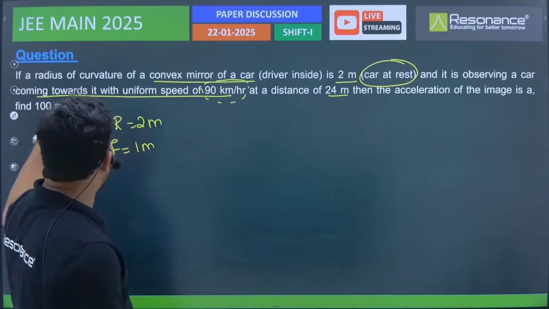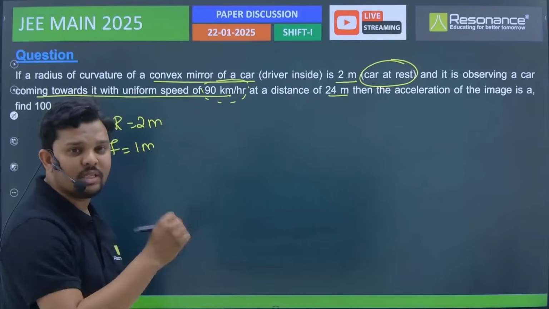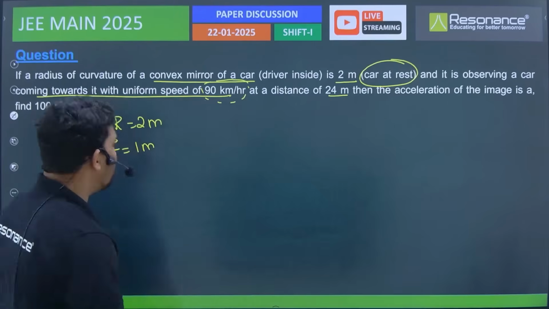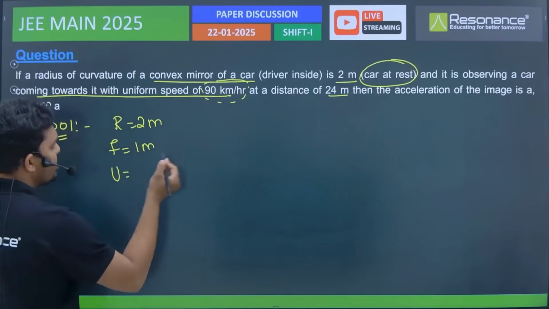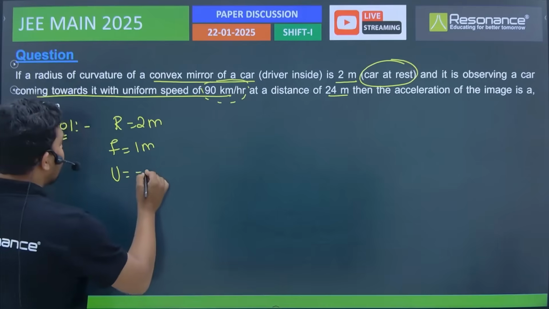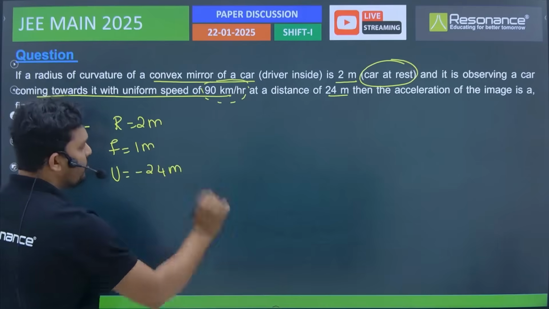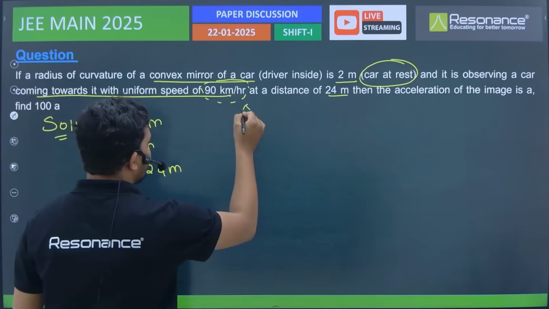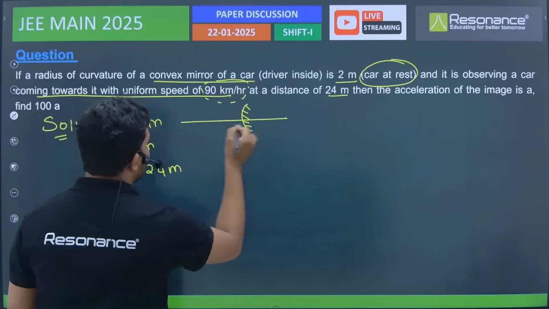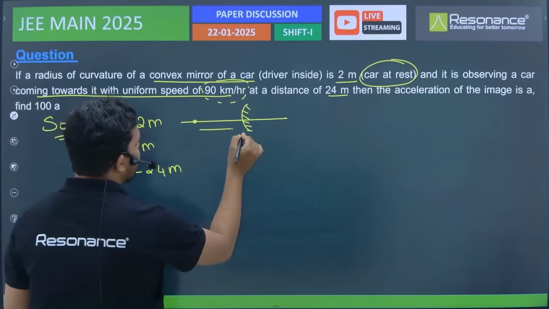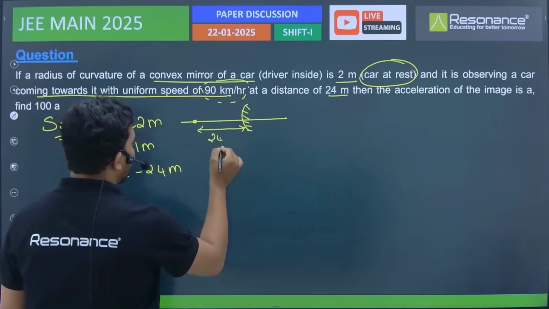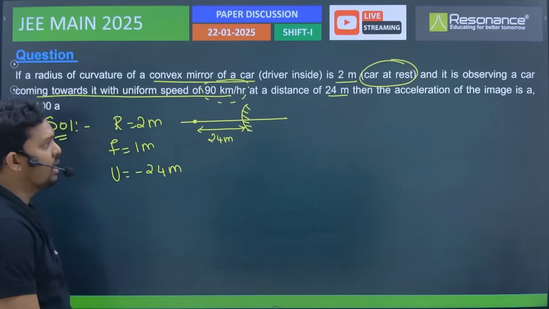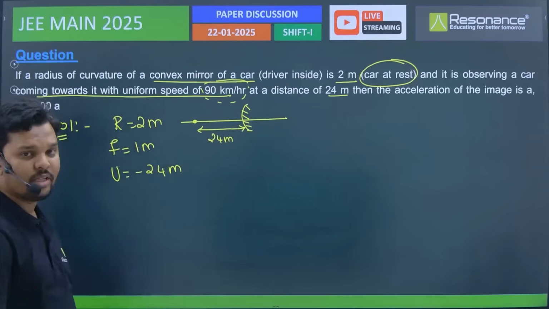First of all, we'll see where the object is here. The object distance is given as 24 meters. So I wish to take the object distance using the sign convention. I am going to take it as minus 24 meters. We can even roughly draw the diagram here. This is our convex mirror, and here is our object, which is at a distance of 24 meters. Okay, now the radius of curvature we already have.